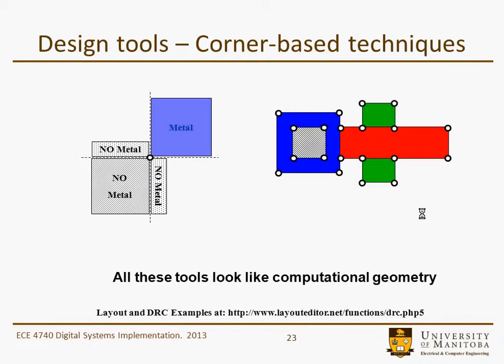So these all tend to look like computational geometry techniques, which they are. If you wanted to dig a little further into this, you could look at some layout and DRC examples, and they're found at the website given down there. Basically it's a layout editor that you can download and play around with, and it has a design rule checker in it. The only time you're likely going to encounter things like design rule checking is if you're building a MEMS type device, where you're down in the low level details of the silicon itself.